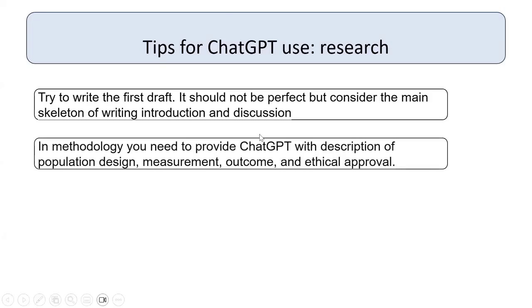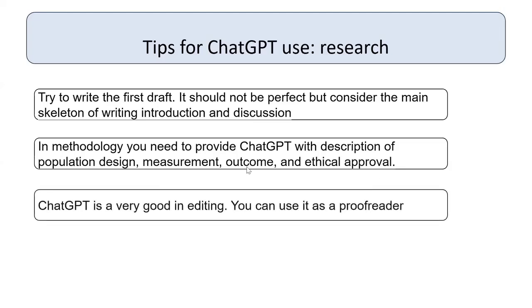In methodology, you need to provide ChatGPT with the description of the population, design, measurement, outcome, and the ethical approval. And lastly, ChatGPT is very good at editing. You can use it as a proofreader.